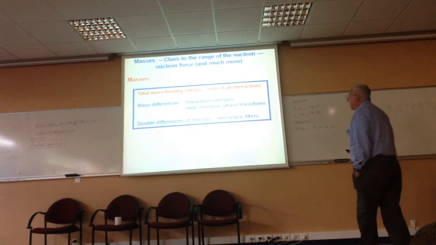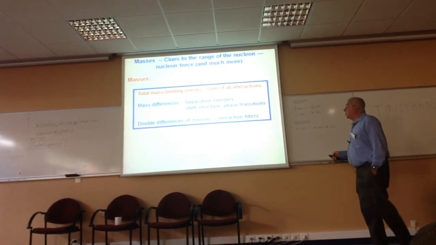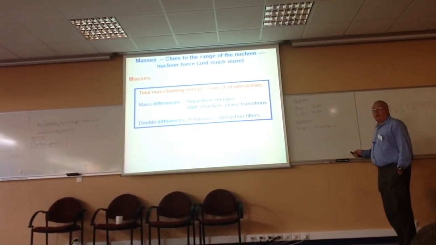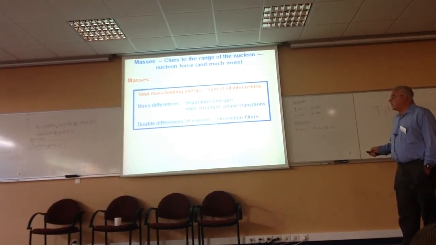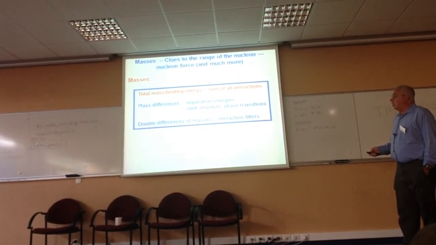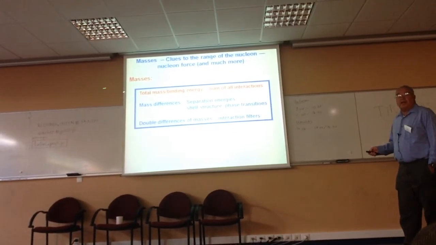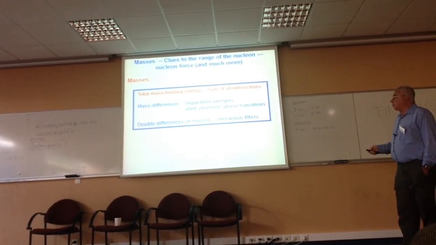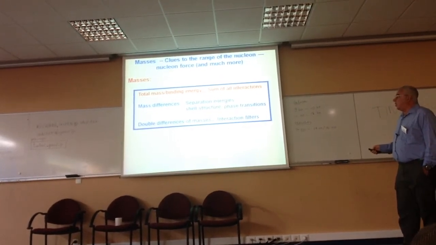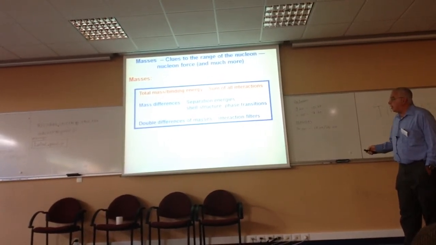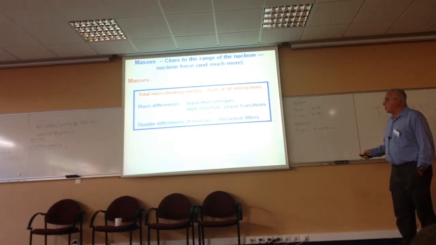But the total binding energy, or total mass of a nucleus, is the sum of all the interactions of all the nucleons in the nucleus. Mass differences are differences of masses between neighboring nuclei. Those are the same as separation energies. They can give evidence about shell structure, phase transitions. We'll come to that later, and this will also come to later.